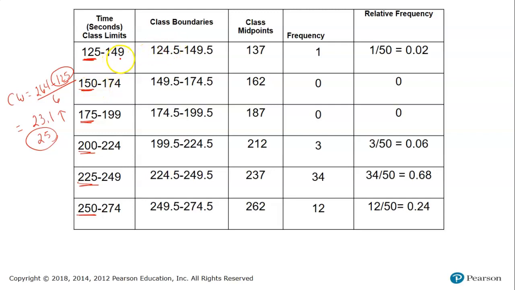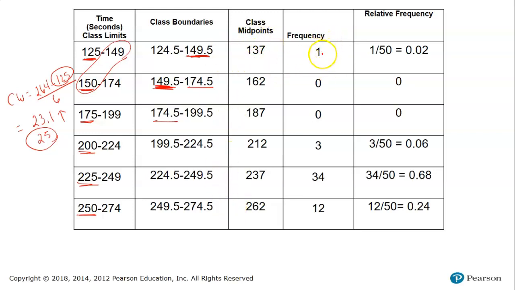Class boundaries, I go in and I average along the diagonal here, and that's going to give me this number and this number. So it's a 2 for 1 deal. Then I'll average here. That'll give me this number, and so forth. Class midpoints, I'll add these two together and divide by 2. I'll get this value. We'll repeat that all the way down.